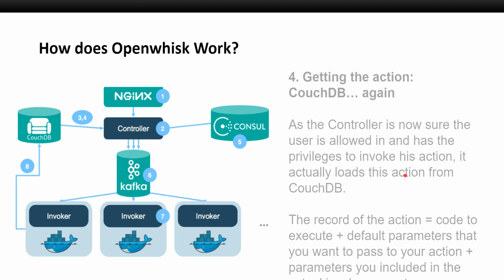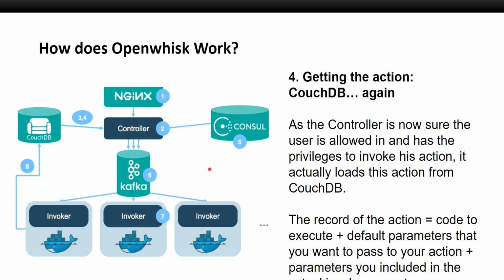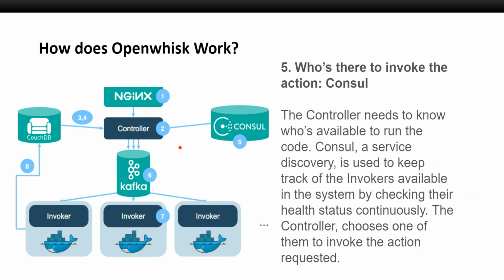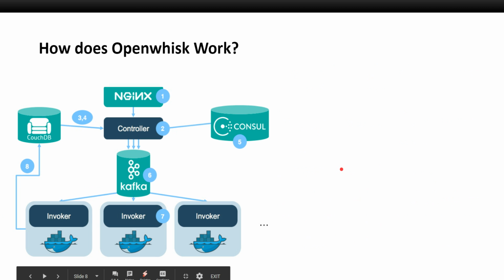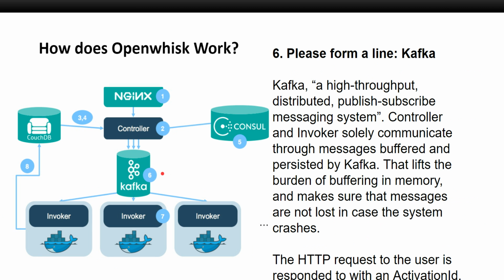Once the user is authenticated, the controller then loads the code for the action from CouchDB itself. Once the code has been successfully loaded, the controller then refers to Consul. Consul is responsible for letting the controller know which one of the invokers is available to execute the action. Once this information is available to the controller, the controller sends the action to one of these free invokers via Kafka.